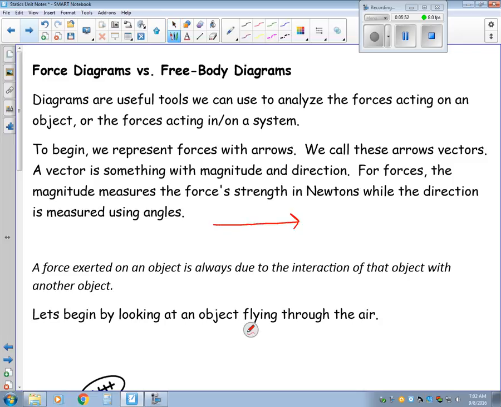Now, obviously, where the arrow points is the direction, and then the length of the arrow represents the magnitude. So if I have a 20 Newton force, I may draw my arrow 20 centimeters long so that I can create a scale that says 1 centimeter equals so many newtons.